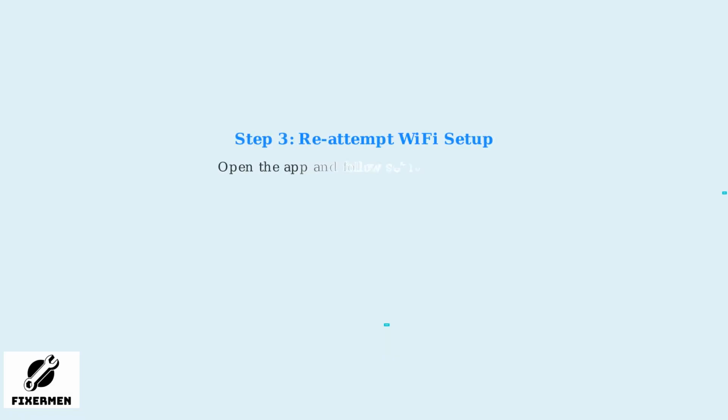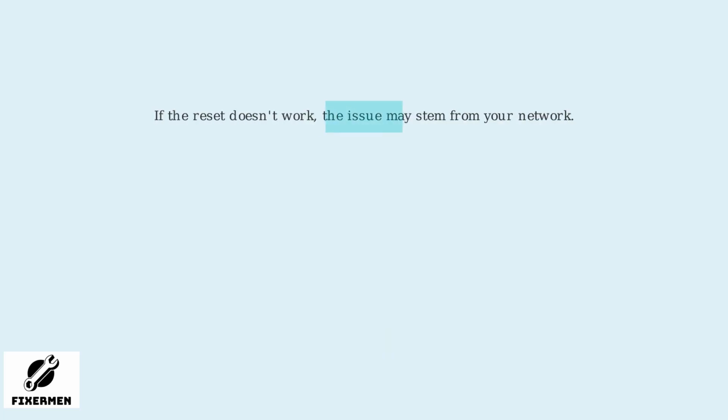After the reset, try the Wi-Fi setup process again through the app. Open the Lennox iComfort app, select your thermostat, and follow the on-screen instructions to connect to your home Wi-Fi network. This often succeeds after clearing the previous issues. If the reset doesn't work, the issue may stem from your network.